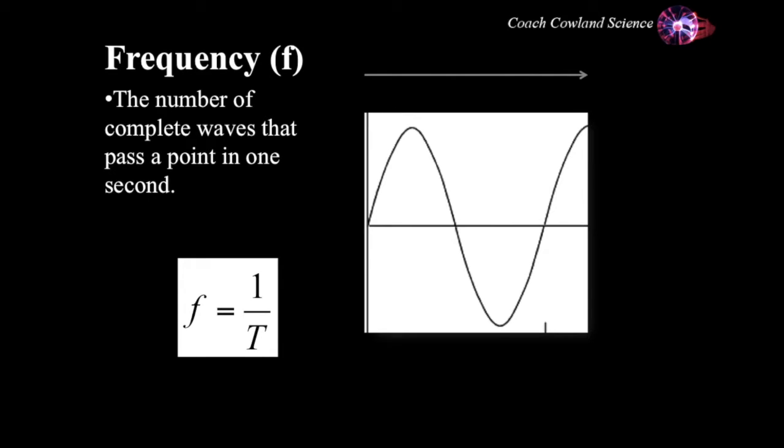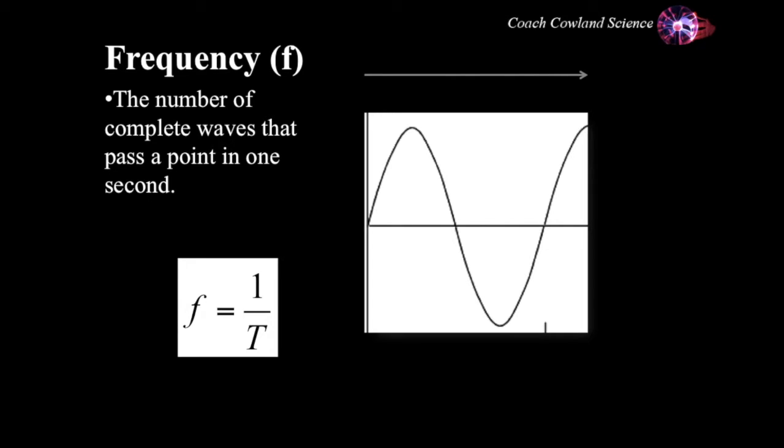The frequency of a wave is the number of complete waves that pass a point in 1 second. The frequency is inversely proportional to the period of a wave, which we'll talk about later. So in order to find out the frequency of a wave, what I would need to do is to count how many waves pass a point and divide that by the amount of time that it took.